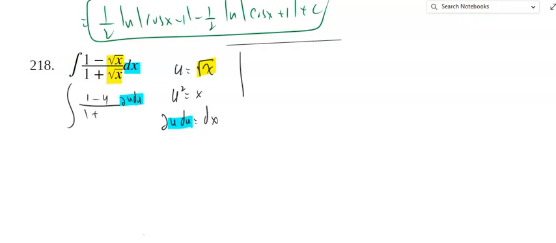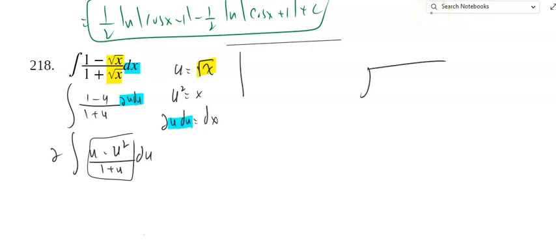1 minus u, 1 plus u. This is twice the integral of negative u squared, I should say, u minus u squared divided by 1 plus u du. Well, what's the deal? This is an improper fraction. The way we work around it, we say, look, take. So I'm going to factor a minus out just to make this simpler. Divided by u plus 1.